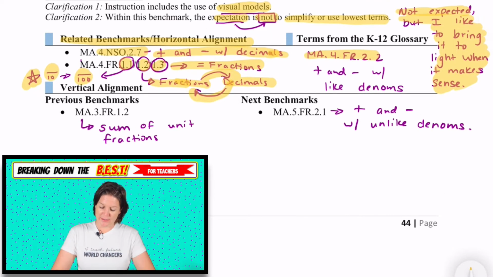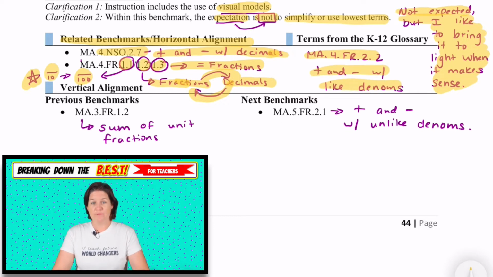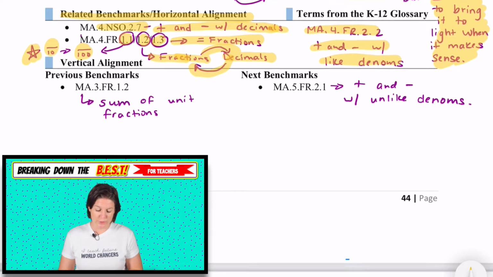I also put MA.4.FR.2.2, the one right before this one, adding and subtracting with like denominators. Even though we have unlike denominators here, we're still going to convert them into fractions that have like denominators and then add them. So I feel like that one was a good one to include too.